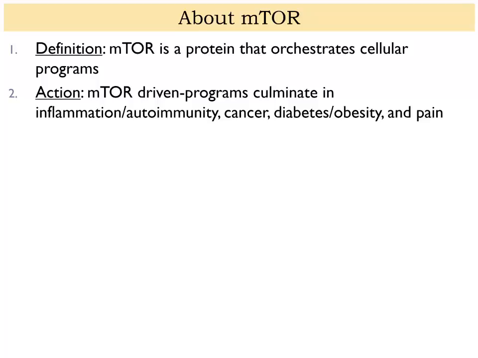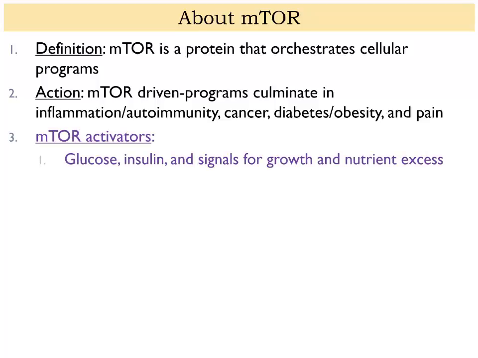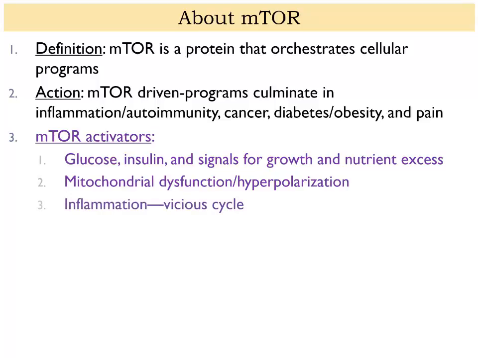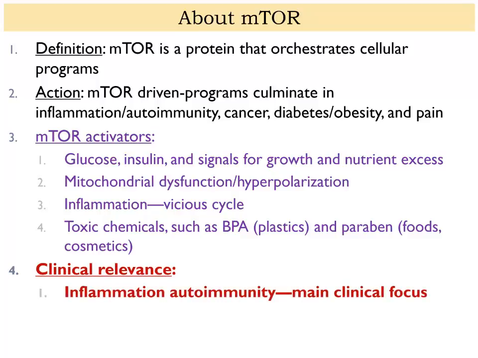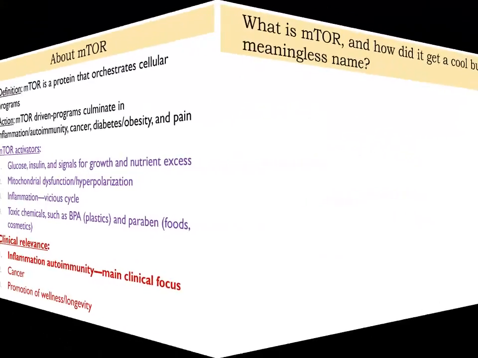mTOR also drives obesity and diabetes, and also contributes to certain neurologic programming in the brain that can result in chronic pain. mTOR activators include glucose, insulin, signals for growth, and nutrient excess, mitochondrial dysfunction, especially mitochondrial hyperpolarization, inflammation, and of course there we see a vicious cycle. I'll show you that in just a moment. And toxic chemicals, as I already mentioned before. BPA is found in many plastics and canned foods, and parabens in foods and cosmetics. Clinical relevance again: inflammation, autoimmunity, cancer, and for those of us who are trying to look at things positively, we could look at inhibiting mTOR as a way to promote wellness or longevity.